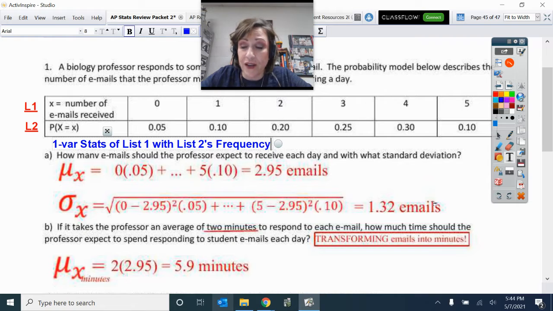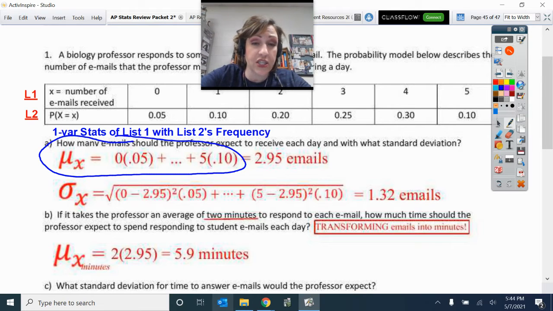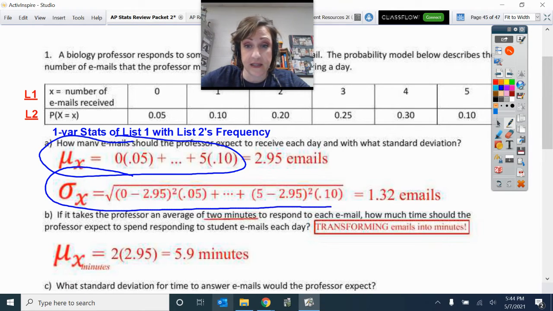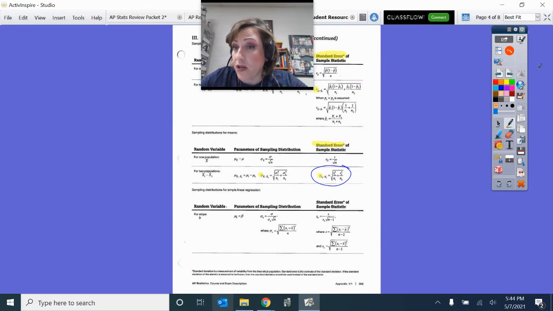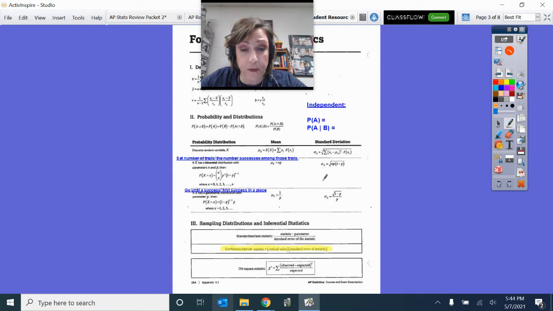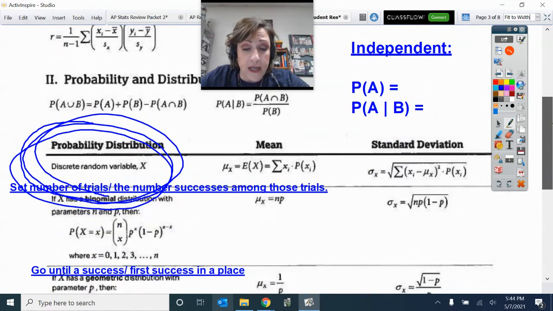2.95 emails and 1.32 emails for the standard deviation. Okay, but if you were AP testing and this were a free response, then you would need to do something such as this and this. Okay, so let's talk about how to do that. So that is located on your formula chart. Okay, so here's the front page of your formula chart. So I'm going to zoom in. See right here, discrete random variables right there. So I'm going to zoom into that so you can see how to do that work.